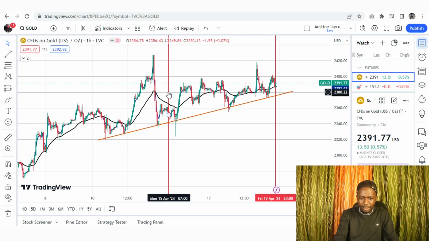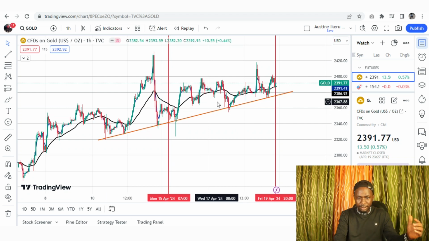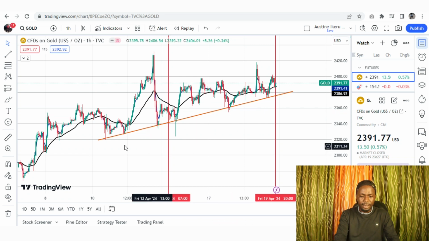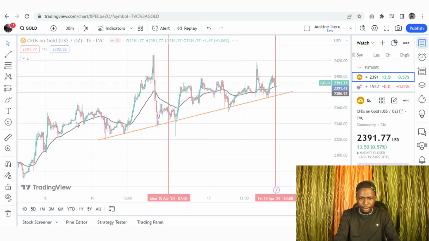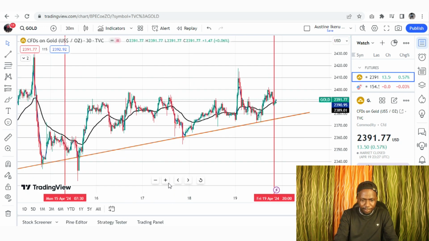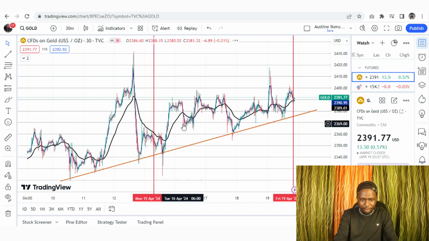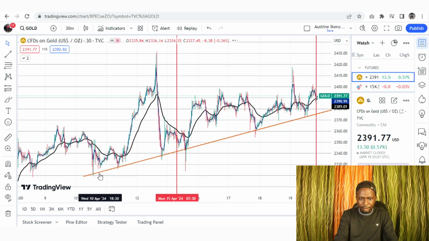So like I said, this vertical line indicates the week that went by, starting from Monday 15 April to Friday 19 April. You can clearly see that the market is in an uptrend. Now I will head down to the 30-minute time frame. So this is the 30-minute time frame. You can still see that the price is still respecting the trend line.